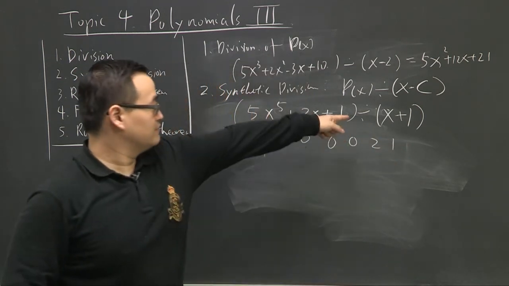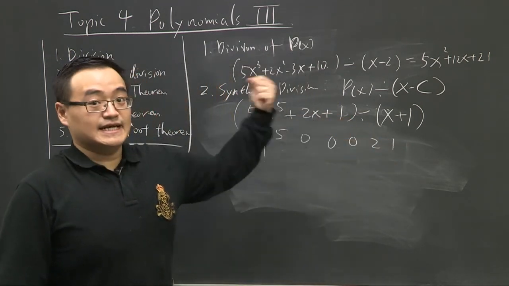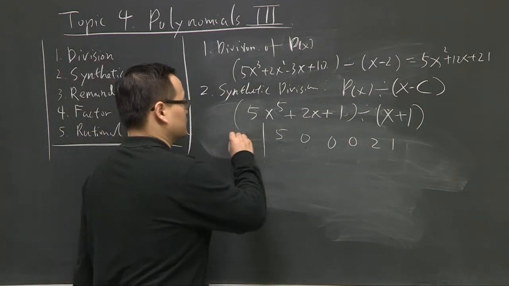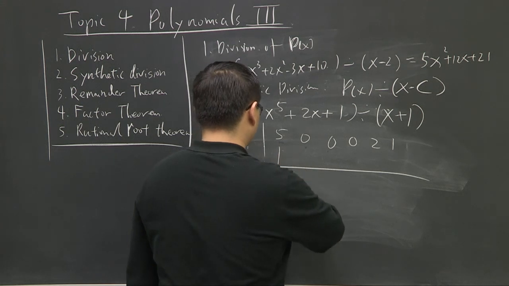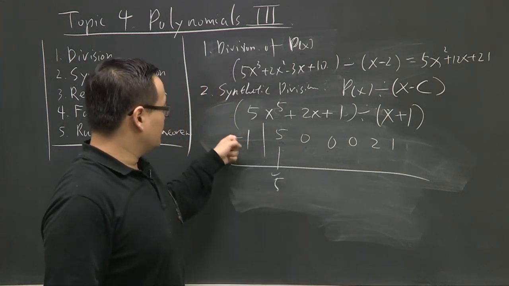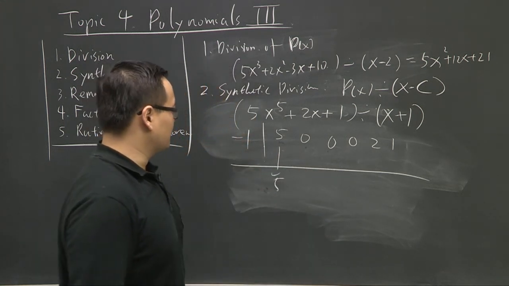And what do you put there? Well, it's minus c. In that case, c is negative 1. So it's negative 1, and then you do the same thing. Carry down the 5. Okay? Then negative 1 times 5?